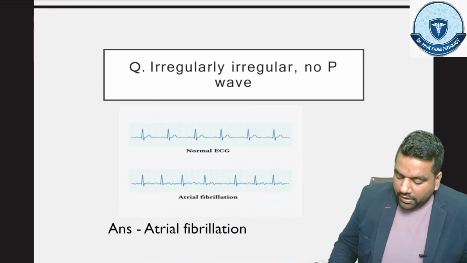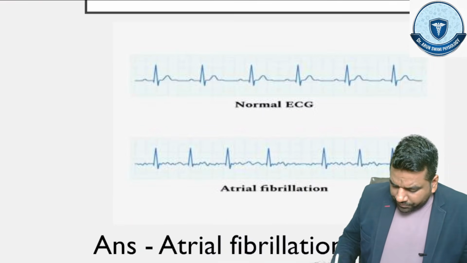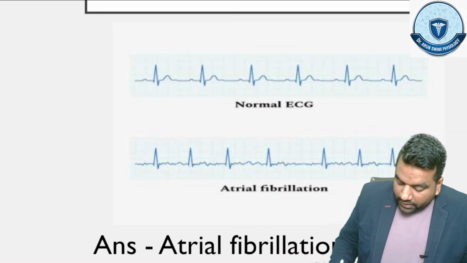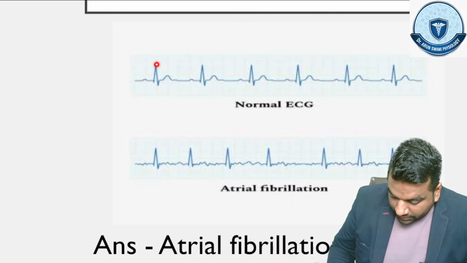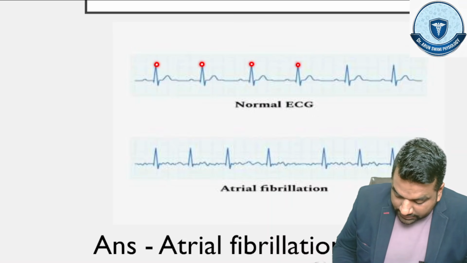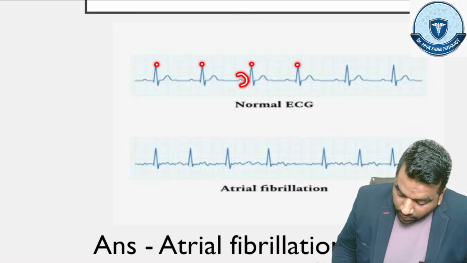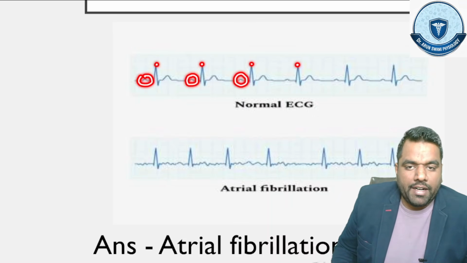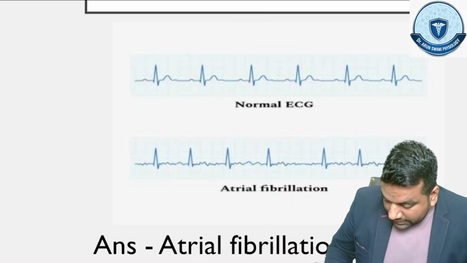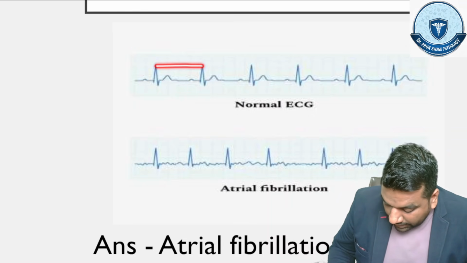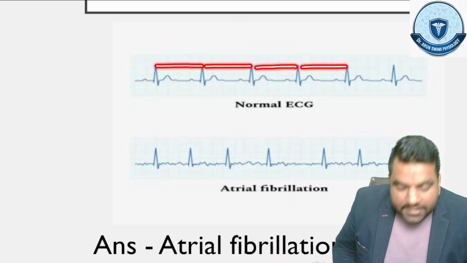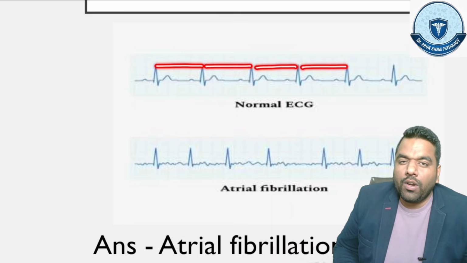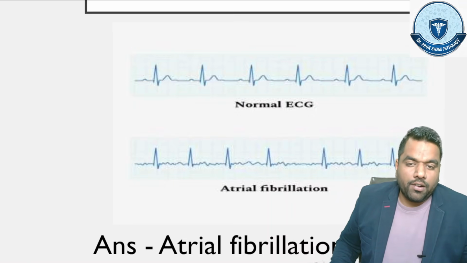Now guys, please pay attention: whenever we talk about the normal ECG, you can see over here, this is your R, this is another R, this is another R. All the time before the R, there is a P wave, right? Can you appreciate this part? So you can see the distance between RR is equal, and if this is equal, we call it a regular rhythm. What do we call this? Regular rhythm.